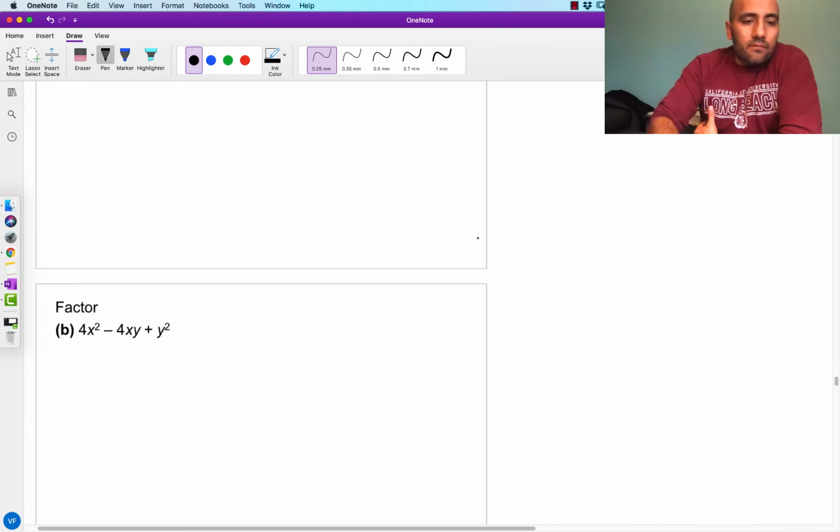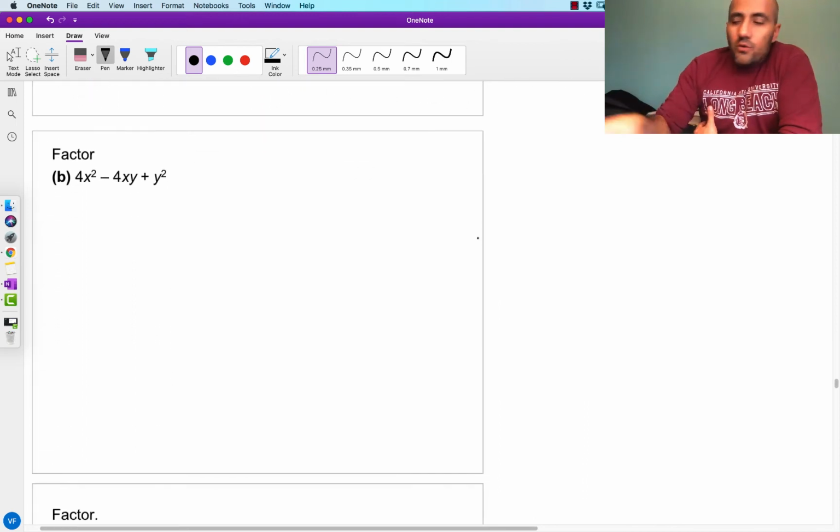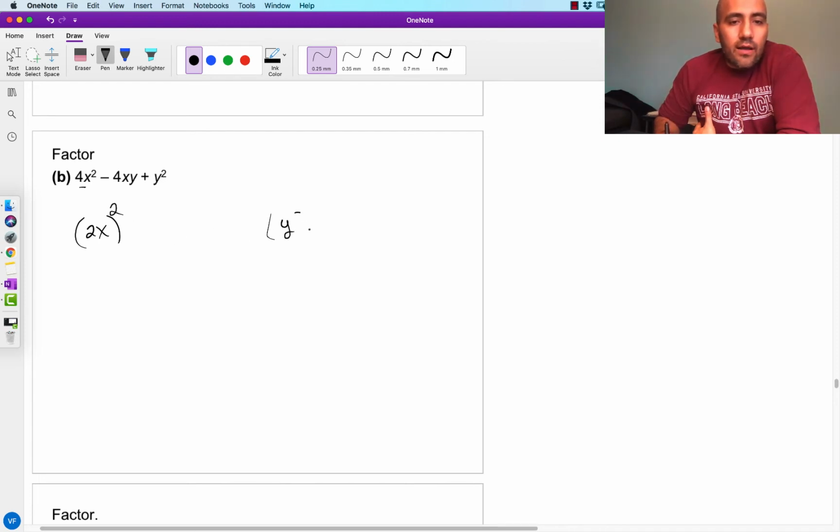Okay, let's keep going. What about this guy? So again, you want to ask yourself, is it true that I can write the first term as something squared? And yeah, that's 2x squared. Is it true that I can write the last term as something squared? Well, yeah, it's y squared. Okay, is it true that the middle is minus 2 times the 2 things that you were squaring? That's a 2x, yeah, and that's a y. Yeah, that's going to be true.